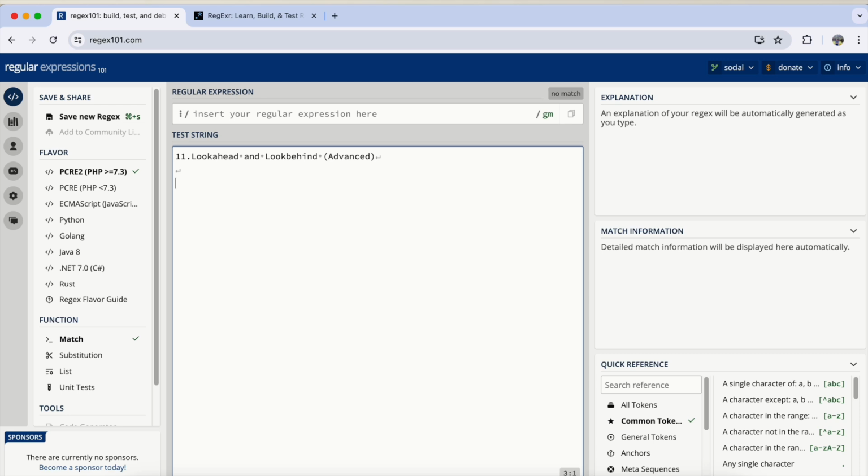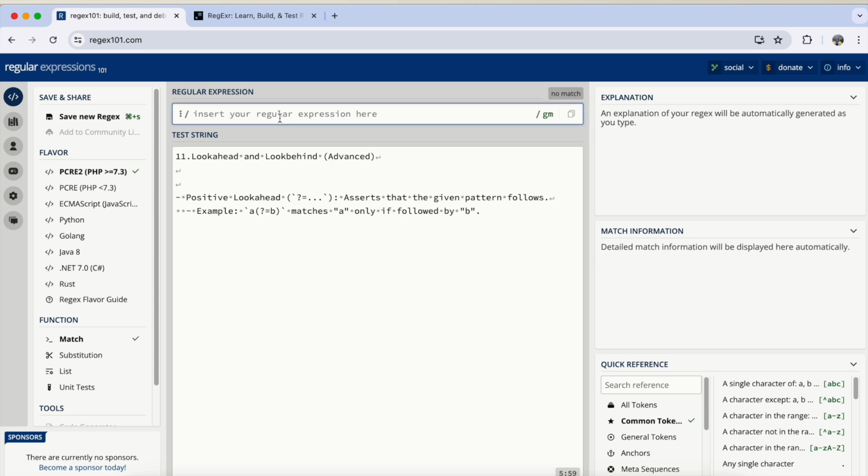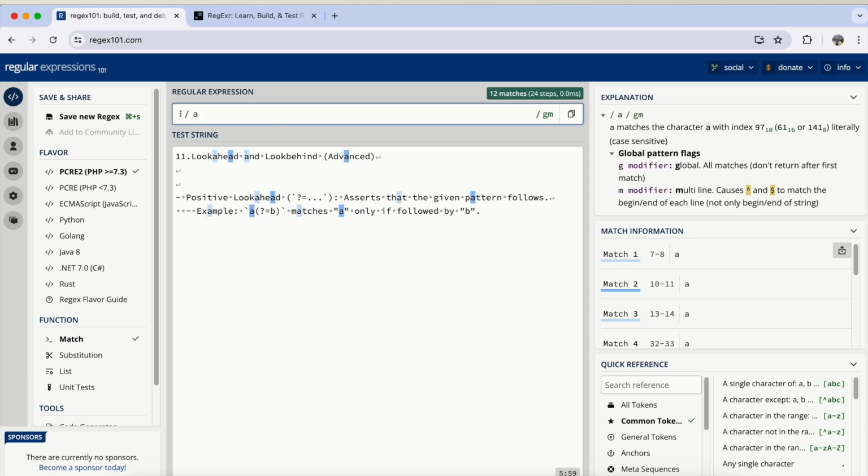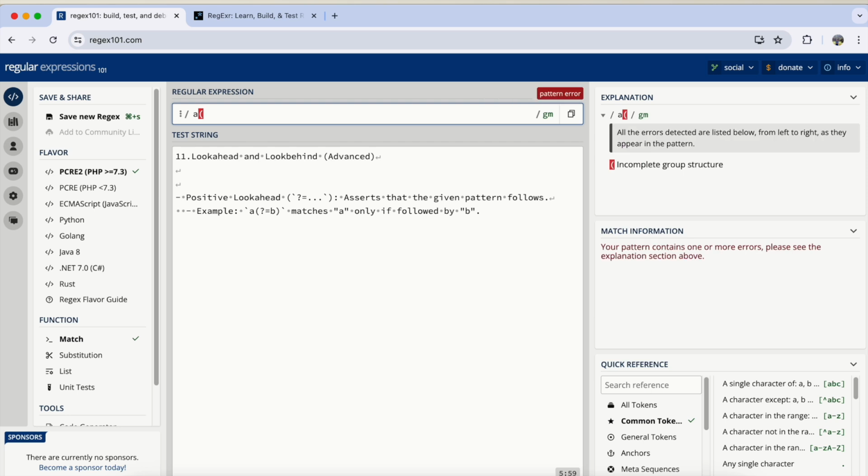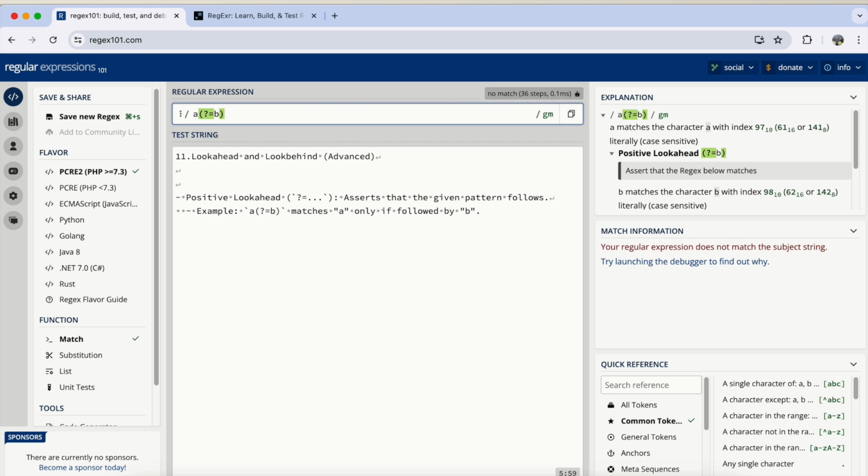Let us understand positive look ahead. Positive look ahead asserts that the given pattern follows. For example, here we want to find a pattern where A is followed by B. It matches A only if it is followed by B. So if I write A and match the A only if it is followed by B, question mark equal to B. So far it is not found.